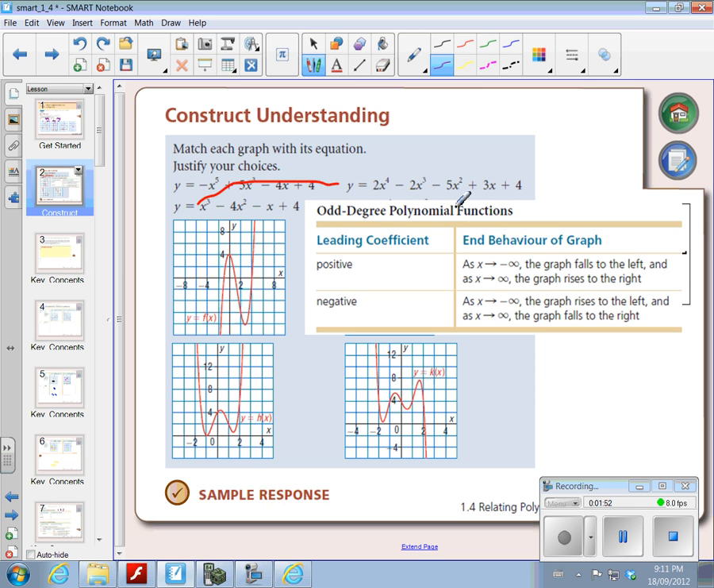If we look at this one, it has a negative lead coefficient. This was the negative x to the 5. So if it's negative, as we go to negative infinity for x, the graph rises to the left. And as x gets bigger, as x becomes positive, it falls to the right. Okay, so that's how you read this odd degree polynomial behavior and coefficient chart. Let's look at the other one.